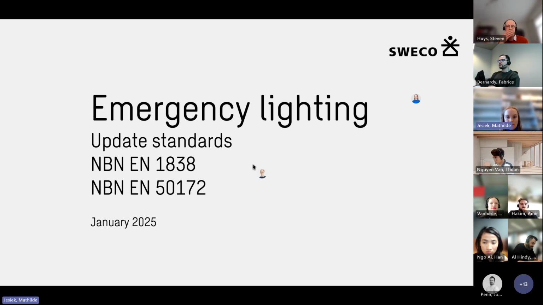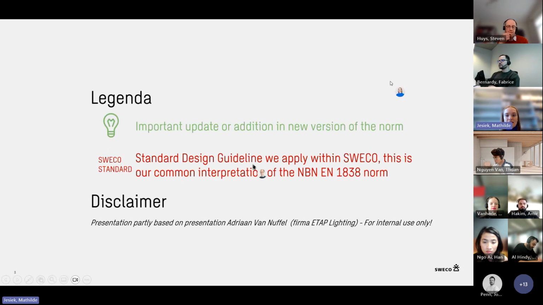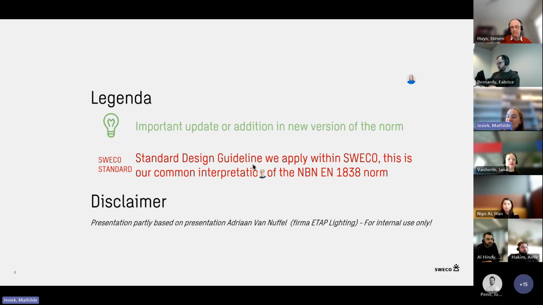All right. So this is a small overview of the presentation, like Stephen already explained. You will see in the presentation we have some things in green and some things in red. The things in green are for us important updates or additions compared to the previous norm. If you already know the previous version, very good. Be aware in your future designs that you take these new updates and additions into consideration.